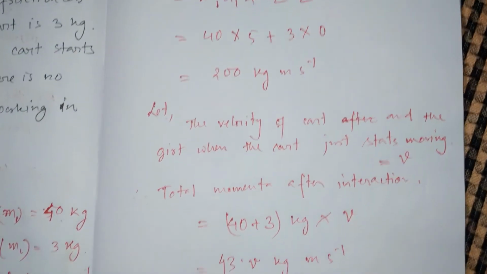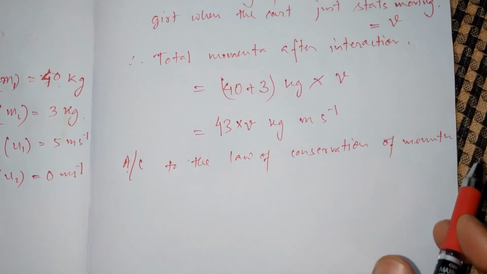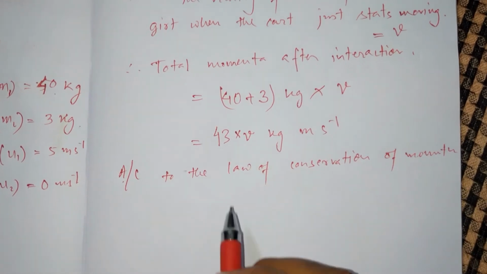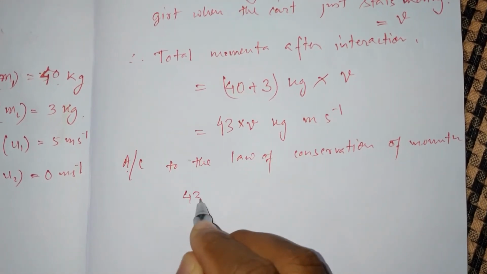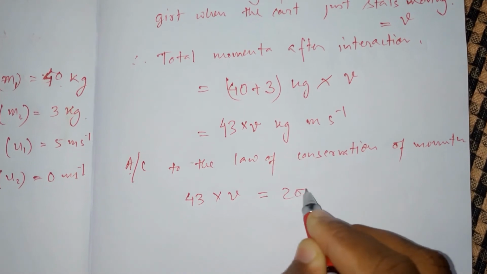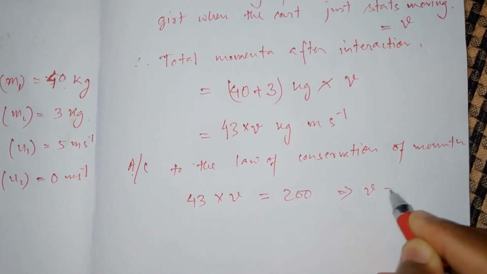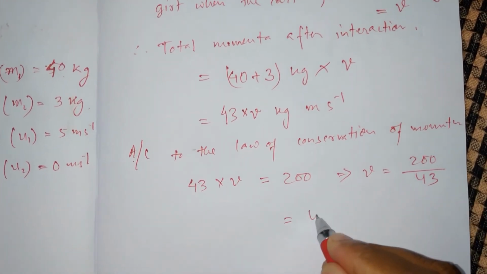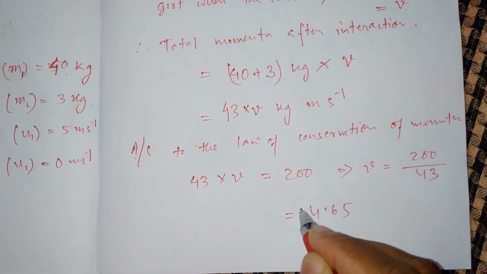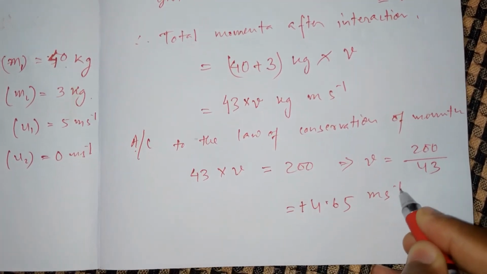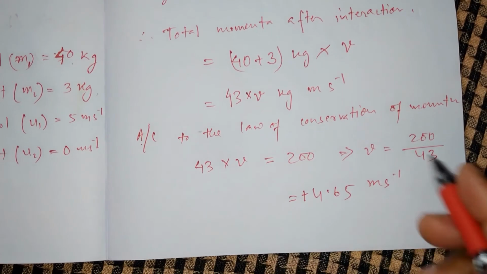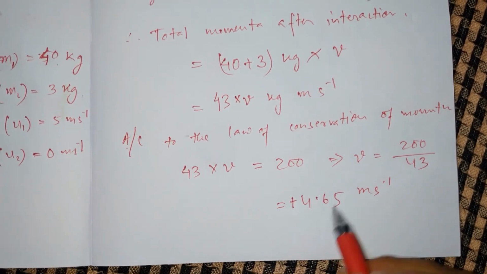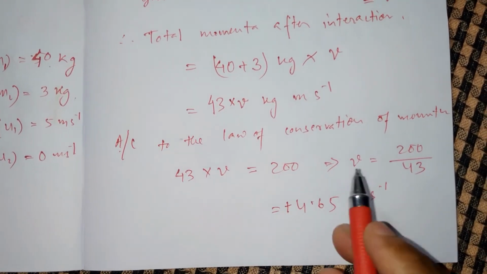So we have got the total momentum after interaction and the total momentum before interaction. According to the law of conservation of momentum, the total momentum after interaction will be equal to the momentum before interaction. So 43 into v is equal to 200. We can write v is equal to 200 divided by 43. If you divide, you will get 4.65, and it is positive, in meter per second. This is the result, v, the final velocity. Both are moving with this velocity after the interaction between the girl and the cart.